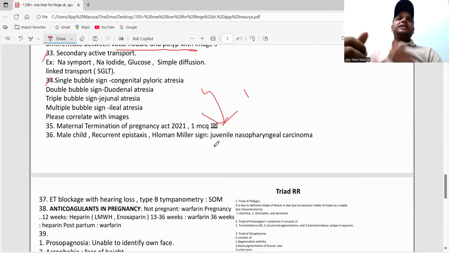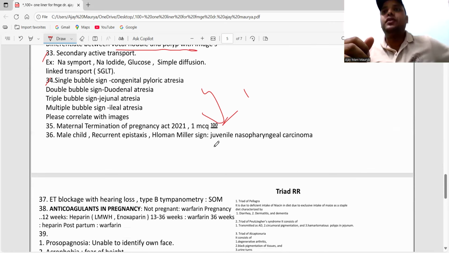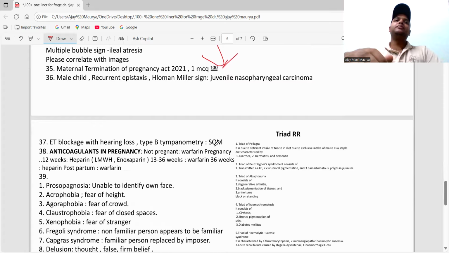Next one is a male child with recurrent epistaxis and Holman-Miller sign or Antral sign. It is associated with juvenile nasopharyngeal angiofibroma. Next one is Eustachian tube blockage with hearing loss: type B tympanometry is seen in serous otitis media.